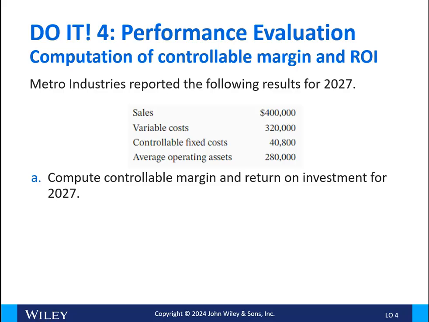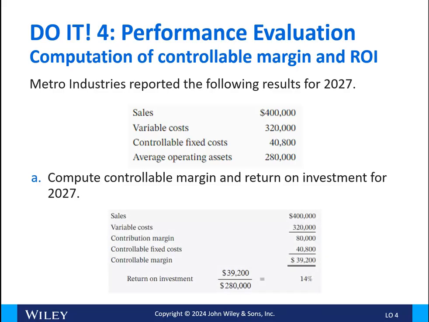So again, our statement would look like this. To get controllable margin, we take our sales minus our variable costs. So 400,000 minus 320,000 is 80,000, that's our contribution margin. Then we subtract our controllable fixed costs, 40,800. That'll give us our controllable margin. Then we divide that number by our average operating assets, 280,000, to get our return on investment, 14%. So that's where we are now.